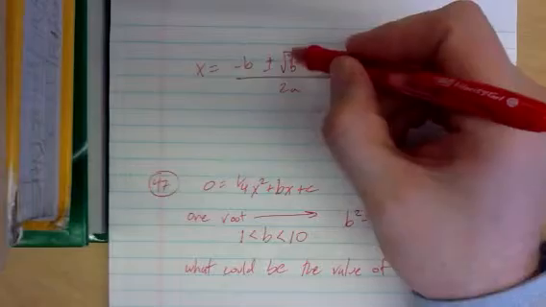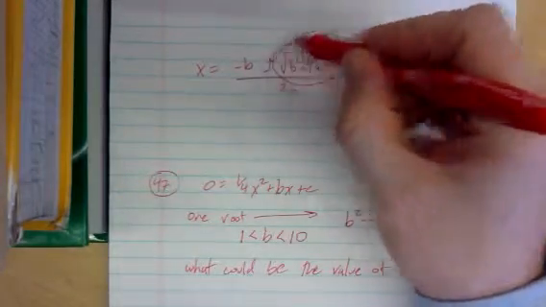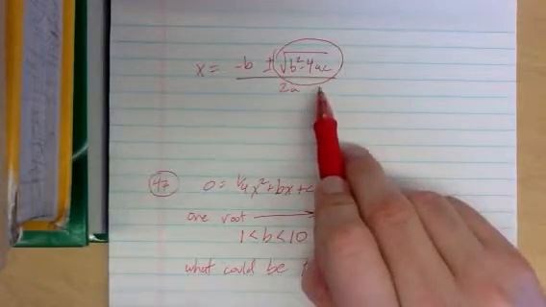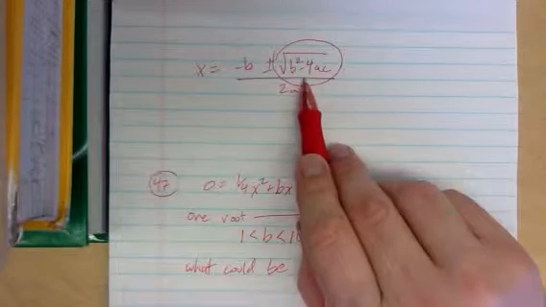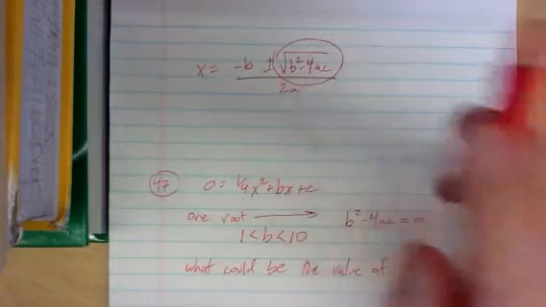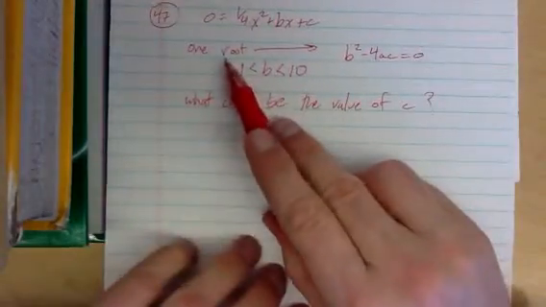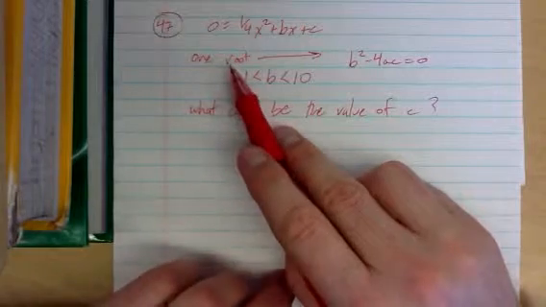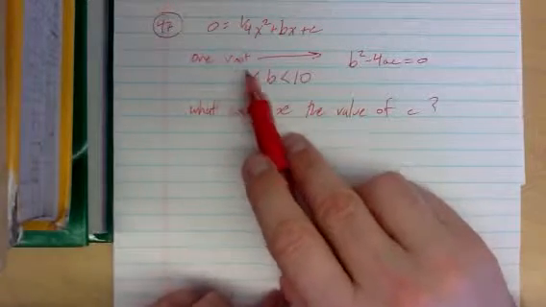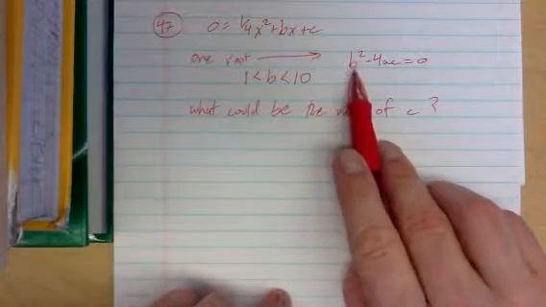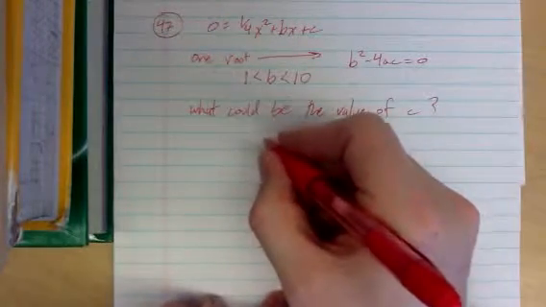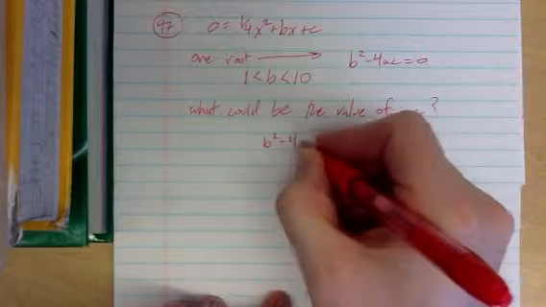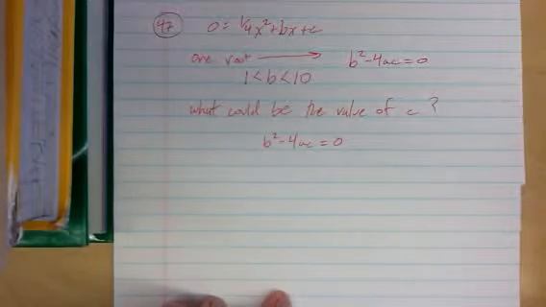Now, the plus or minus part of this gives two roots. However, if it's plus or minus 0, then you're only going to have one root. So for this equation, the directions say that there is one root, that means that the discriminant, b squared minus 4ac, has to be equal to 0. So we start with this fact for our problem.